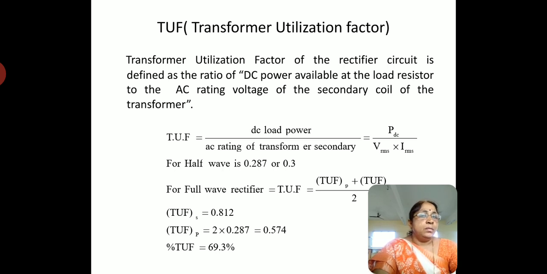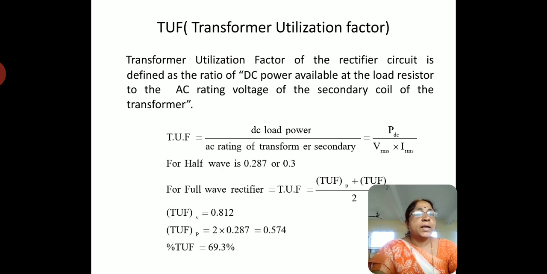Now, the transformer utilization factor of the secondary is DC load power divided by AC rating of the transformer secondary, that is equal to PDC divided by PAC, and here it is VRMS into IRMS. And then by substituting these values, we get the transformer utilization factor of the secondary equal to 0.812.